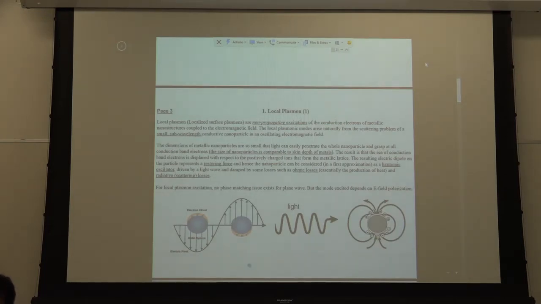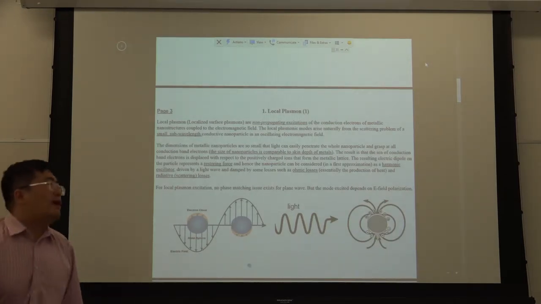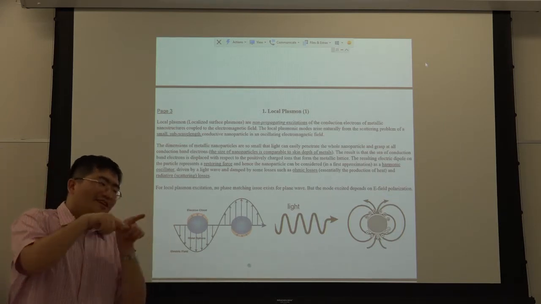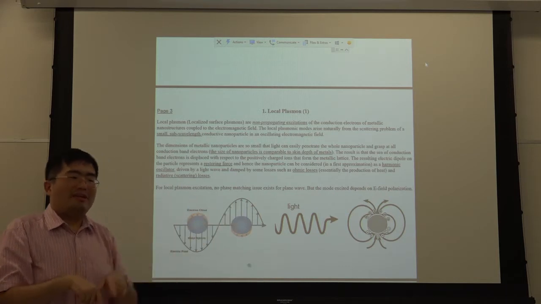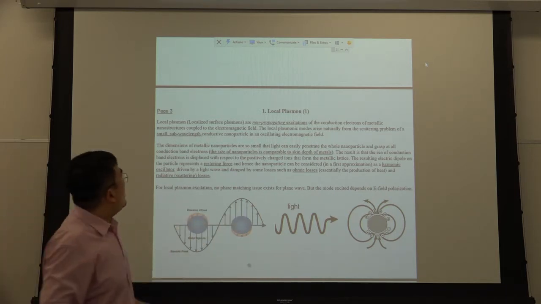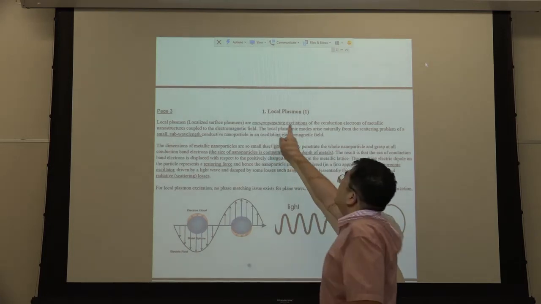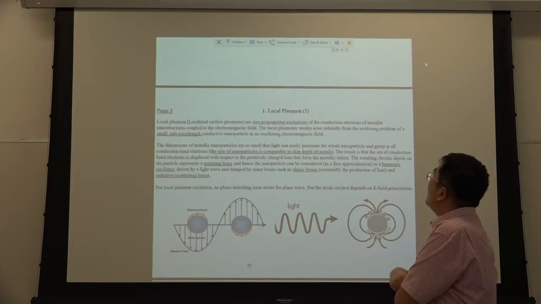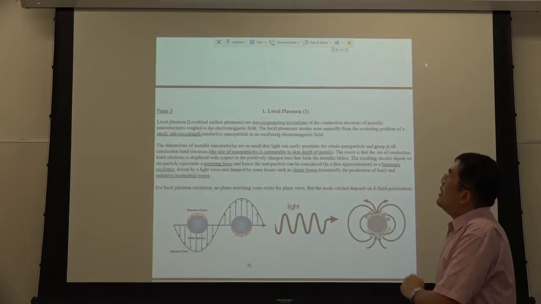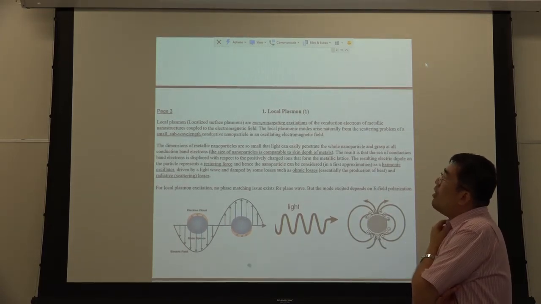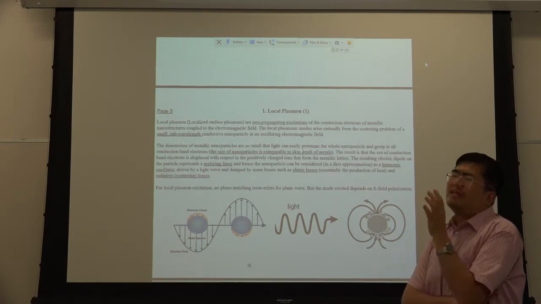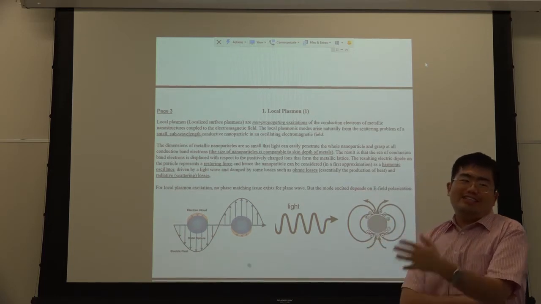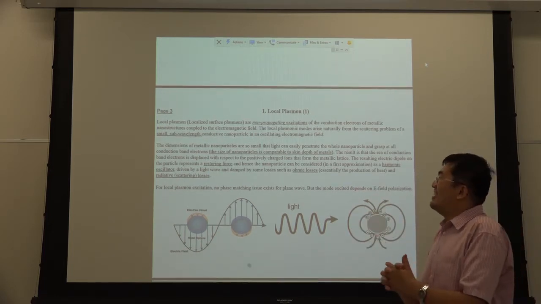Local plasmon is different from the surface plasmon. The first thing about surface plasmon is that it is propagating. It has a propagating direction, a propagating surface. But local plasmon is non-propagating. This is the important thing. It does not propagate. It is the conduction electrons in the metal coupling to the electromagnetic wave. Some might also call it localized surface plasmon, and there are many different names. So I call it local plasmon, to differentiate it from the surface plasmon.